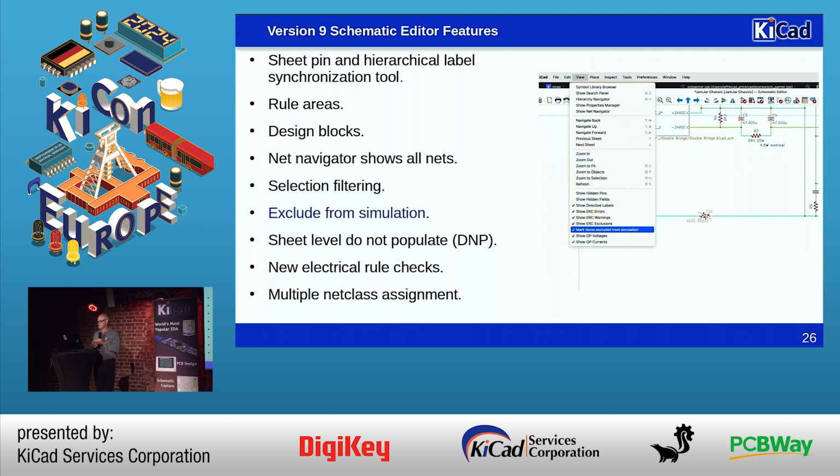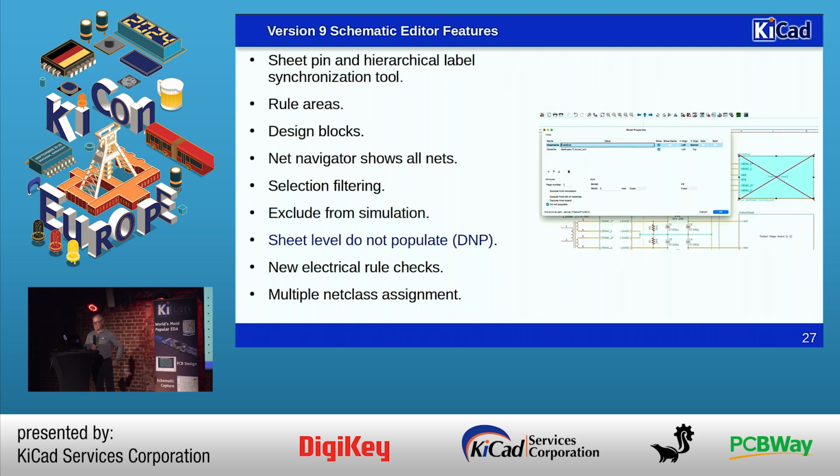There's now, you can mark items to exclude from simulation. You can't do this in 8, but you can do it in 9. Say you have a 0 ohm resistor in there that's just a jumper, and you say, exclude, I don't want this in the simulation because it's going to screw up the simulation. So you can do that now.